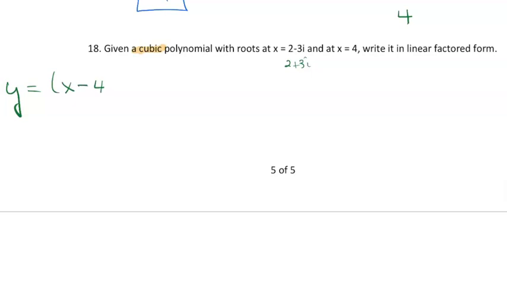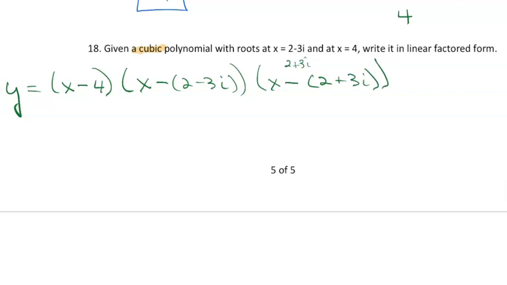Remember, you subtract the roots. This is going to be x minus (2 minus 3i) for the given root, and then x minus (2 plus 3i) for its conjugate pair. So I'm going to distribute the negative so that I can start recognizing it as a difference of perfect squares factors. And then don't forget this x minus 4 is coming along for the ride.